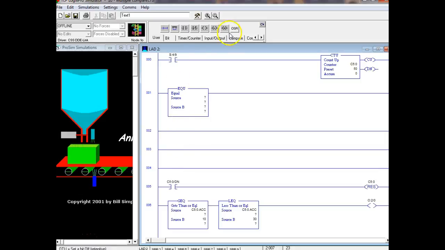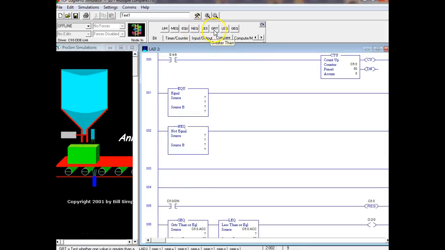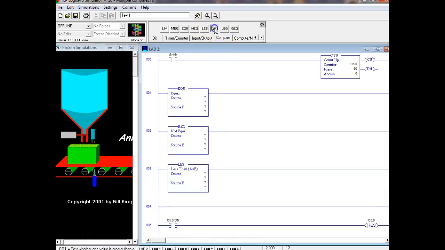Okay, so the next one would be compare: not equal to, not less than, greater than.